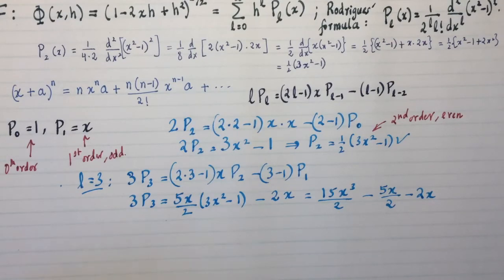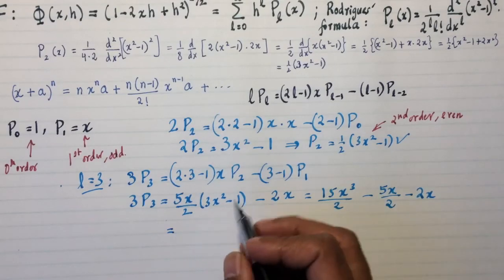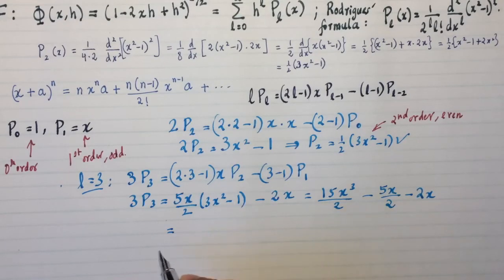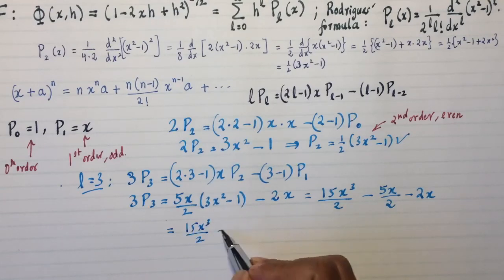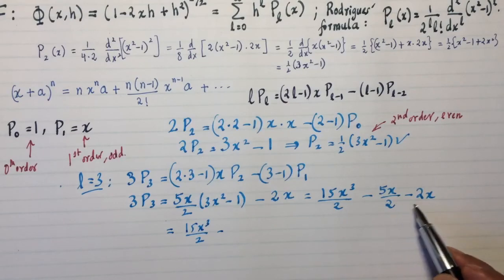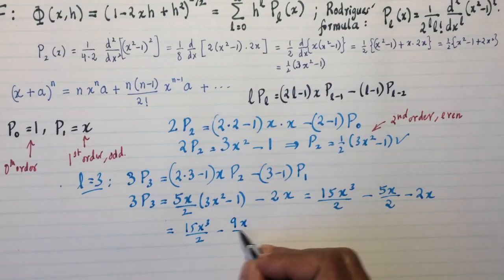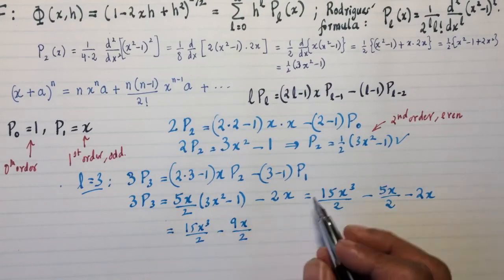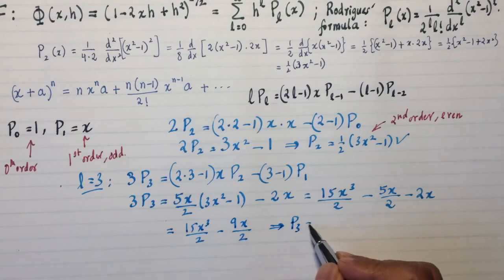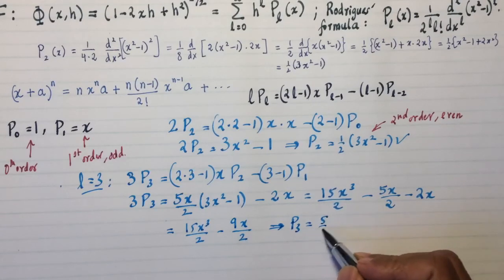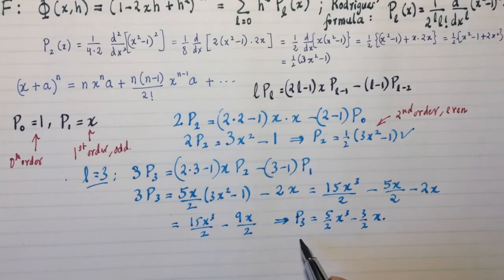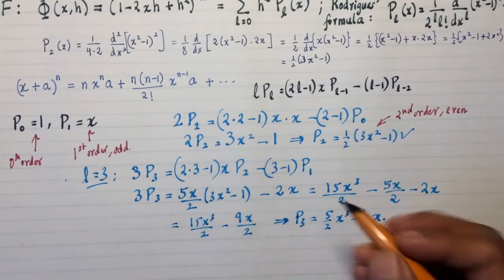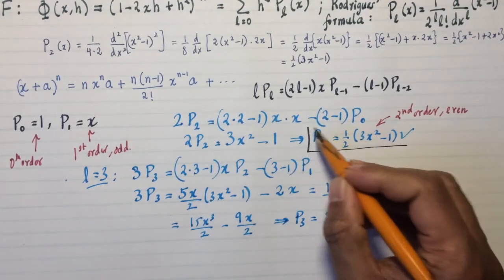Now if you do this, taking common denominator and everything, I'm going to get 15 x cubed over 2 minus, that's 5x minus 4x, which is 9x. So that 9x over 2, all that is 3 P3. So this tells me that P3 is the whole thing divided by 3. So that's 5 halves x cubed minus 3 halves x. So we've got our P3. Let me box this up. So we have some results here.